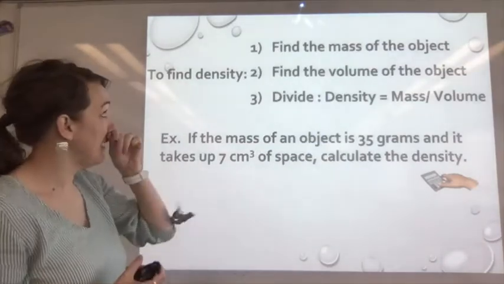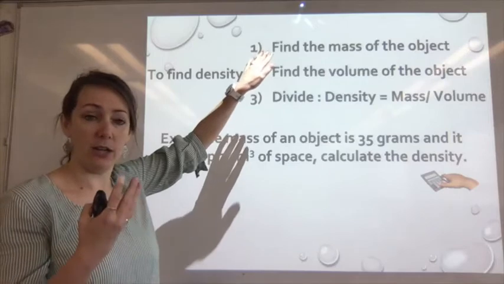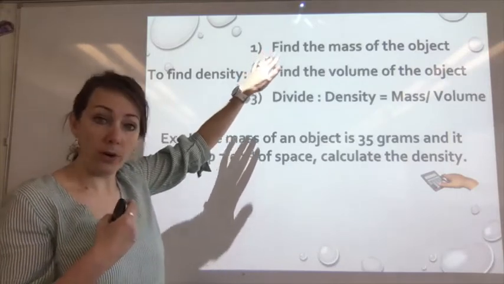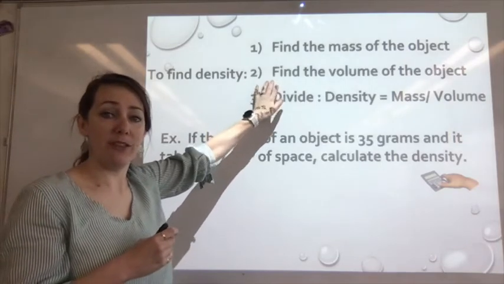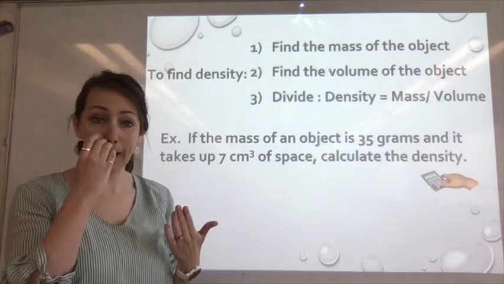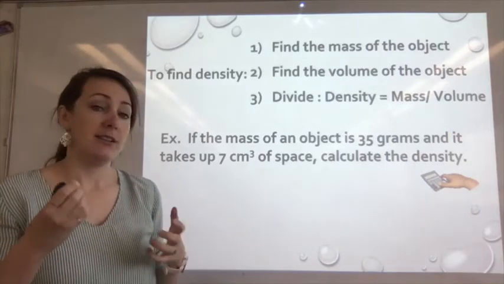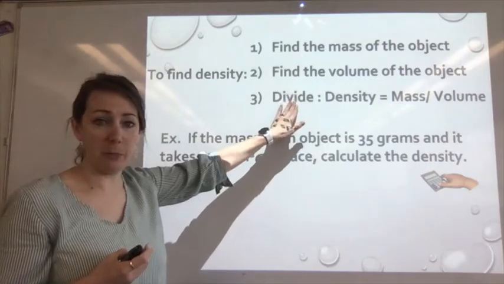So to find density, the first thing you're going to do is find the mass of the object. You're going to measure that on a triple beam balance, or it might have just been given to you in the problem. Second step, you're going to find the volume of the object using a graduated cylinder, or find the milliliters or centimeters cubed in the problem, and then you're going to divide the mass by the volume.